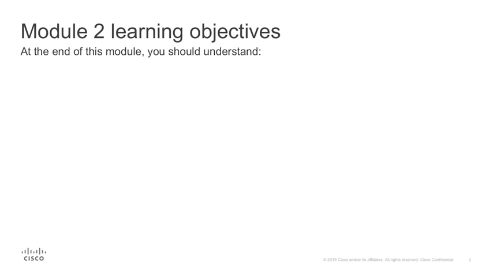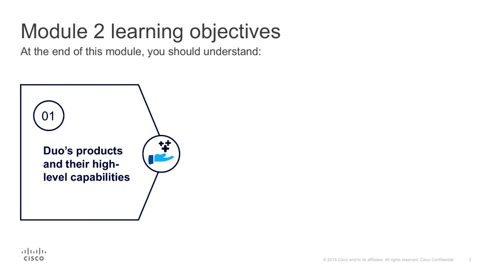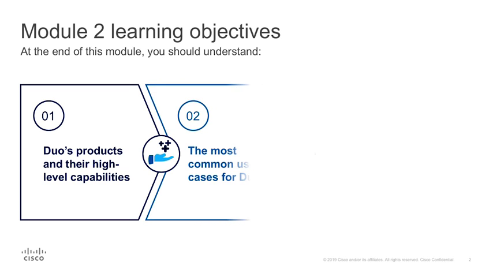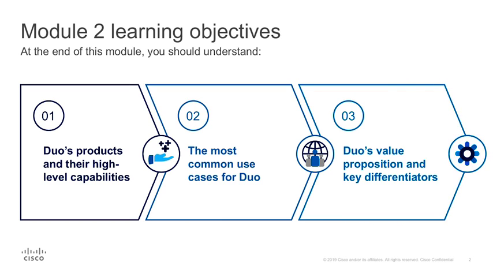There are several learning objectives for this module. By the end of the module, you should understand the difference between Duo's three products and their high-level capabilities, know the four core business use cases for Duo and how it solves customer problems, and understand the solution's value proposition and key differentiators. Now let's take a look at Duo and the key ways it enables us to fully deliver zero-trust security across the enterprise.